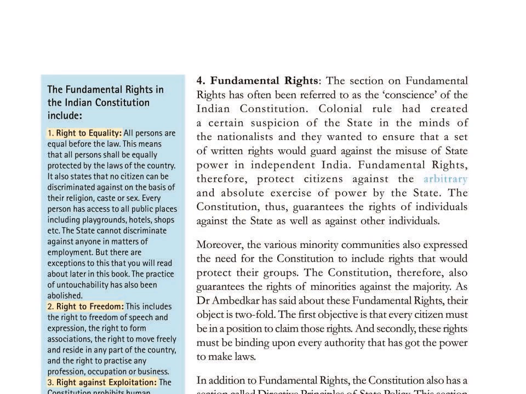So you see in the blue box, it has given all six fundamental rights. So you have to read it and understand it. Now Dr. B.R. Ambedkar's observation about fundamental rights. What are the twofold objectives? The first one is that every citizen must be in a position to claim those rights. Second, these rights must be binding upon every authority that has the power to make a law. The Indian Constitution also has a section called Directive Principles of State Policy. This section includes provisions to ensure greater social and economic reforms.